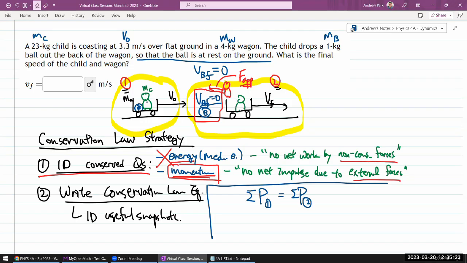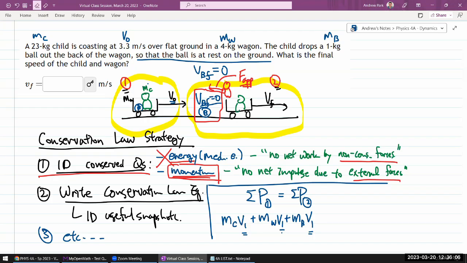The next step, which I won't bother to write out in detail, is to identify what the constituents of that total momentum are, and whether I have enough equations. So the total momentum in snapshot 1: I'm going to use the common speed, but let me split out each object separately since they are listed separately. I have the momentum of the child, plus the momentum of the wagon, plus the momentum of the ball. They all have the same speed because they were traveling together.